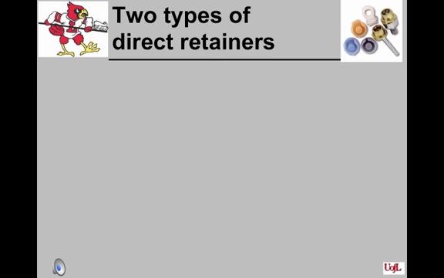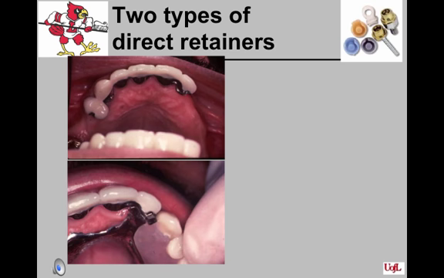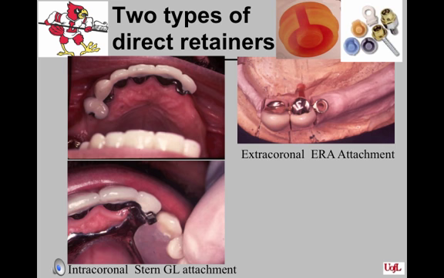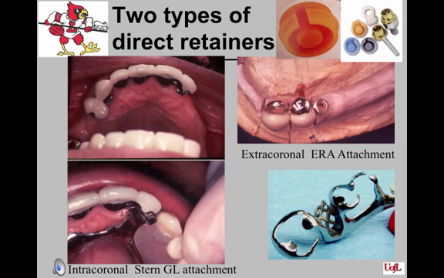There are two different types of direct retainers, and they're shown on this slide. The upper and the lower left picture show an example of the intracoronal attachment. That means that the attachment is completely confined within the crown of the tooth. The pictures on the right show the extracoronal attachments. They are placed on the outside of the crown. The upper is an ERA attachment, and a nylon nail is placed in the partial denture base. The lower shows a conventional circumferential cast clasp. They are placed on the outside of the crown and are cast with the metal framework of the RPD.